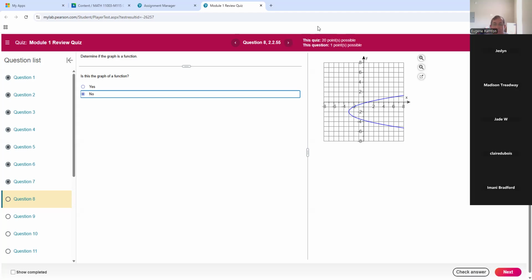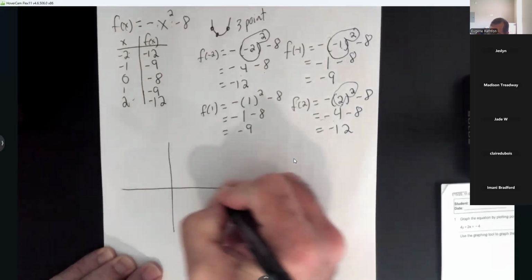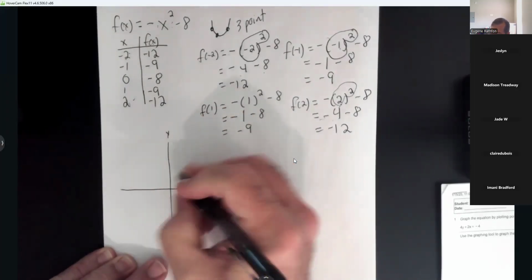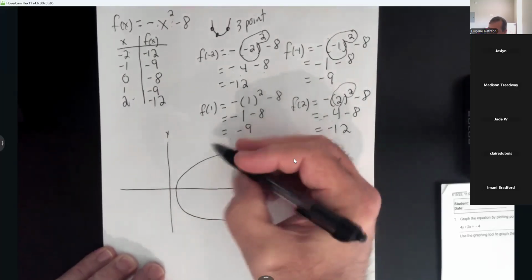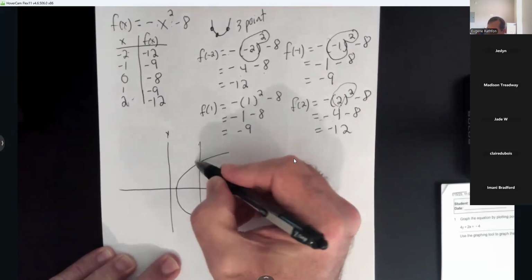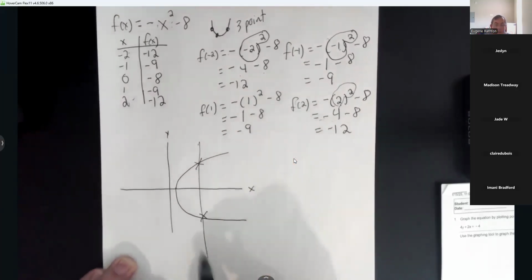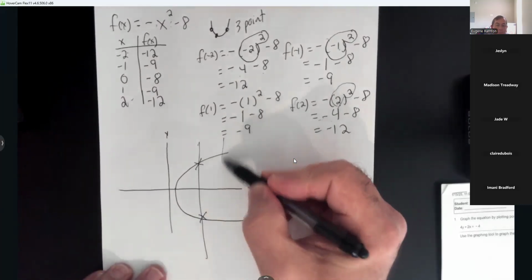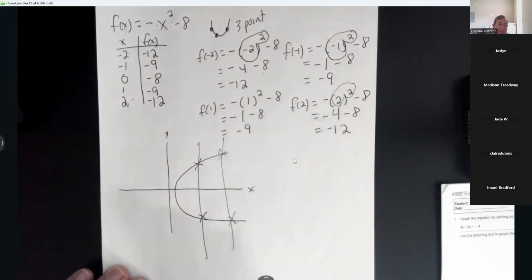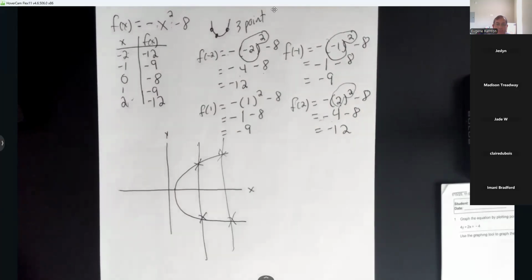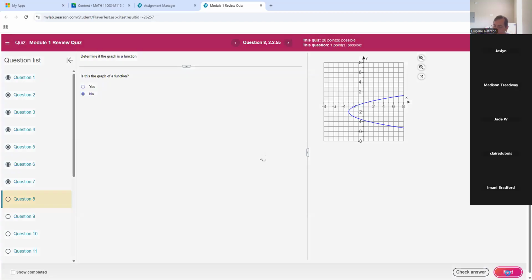So let me go to the pad real quick. So that one was sort of like this, I think. And that's what you got to remember. If you can do a vertical line down through there and it intersects it here and here, it intersects it more than once, anywhere you go, that's causing this to be a no, okay? So remember, it cannot intersect it more than one time. All right, y'all, so then we would hit next on that.